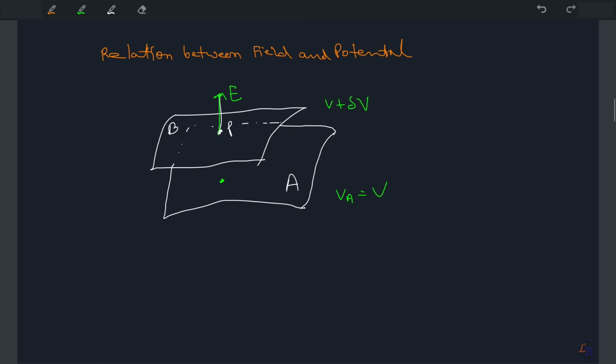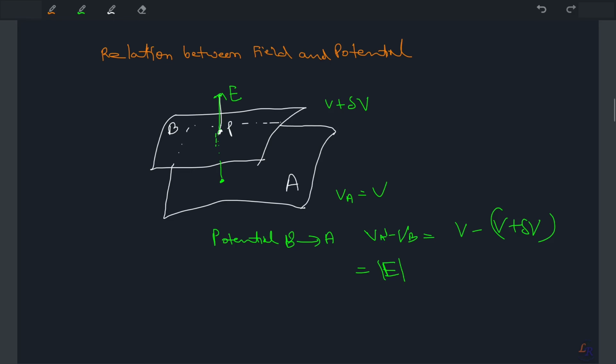So if you bring a charge from point P, from plane B to A, you have to do some work, right? So that work would be how much? It would be the potential difference for B to A, right? We are bringing the charge from this plane to this plane, so the potential VA minus VB is equal to V minus (V plus delta V). Okay, and that should be equal to the work done.